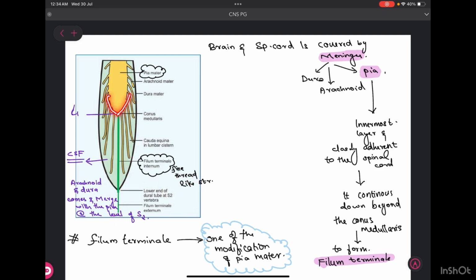This is the conus medullaris. A thread-like structure comes from the conus medullaris to the coccyx. This is called the filum terminale. It is a modification of pia mater. Arachnoid mater and dura mater come and merge at the level of S2. So I guess that is clear.